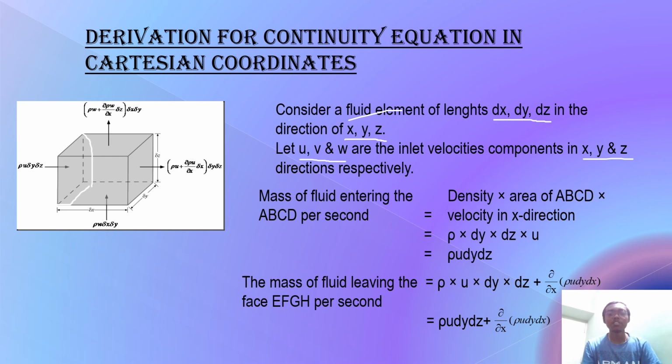The density is rho, the area of ABCD is dy into dz, and the velocity in x direction is u. We multiply all of these and we get rho u dy dz.